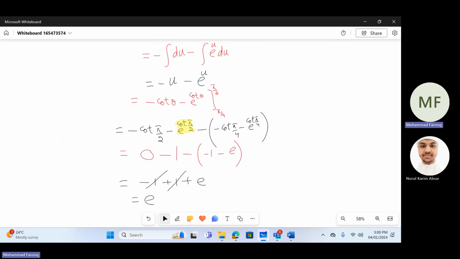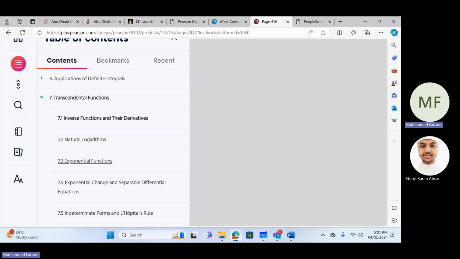You understand how we get these values 0 and minus 1? Because cotangent you can write in the calculator as cosine over sine. E power cosine over sine, same as here. I hope you get the idea. So basically, this is the integration of base e exponential functions. Let's continue. We can take any questions.